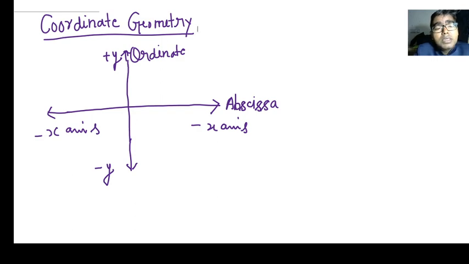Today we will discuss a very important topic, that is coordinate geometry. So let's start it. As you know, in coordinate geometry, there are some basics. You are seeing two perpendicular lines, and they are cutting at one point, over here.